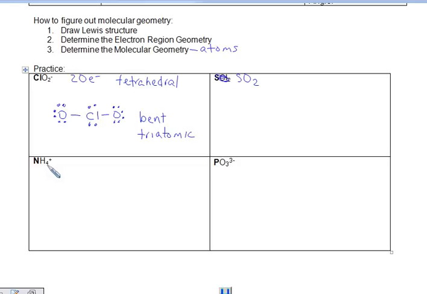Let's try ammonium next, NH4+. In this case, you count the valence electrons, 5 from the nitrogen, 4 times 1 from each one of the hydrogens, but you have to subtract an electron because this has a positive charge. So you end up with 8 electrons. When you draw the Lewis structure, you get this. So you have 4 electron regions around the central atom, which means you'd have a tetrahedral. You have 4 atoms around the central atom. So this means that your overall molecular shape is tetrahedral.